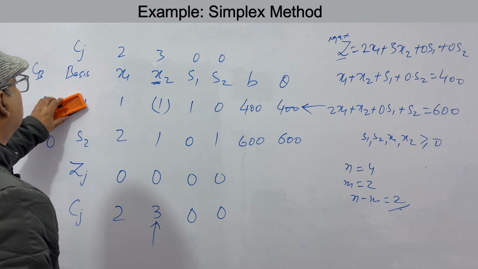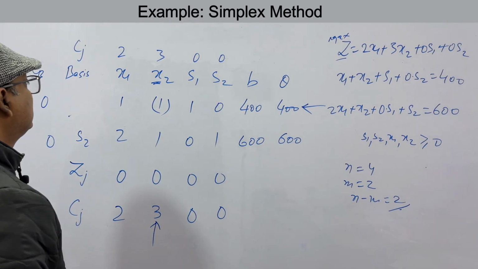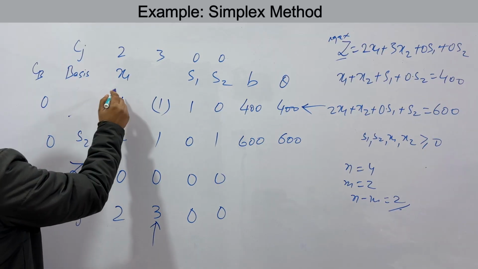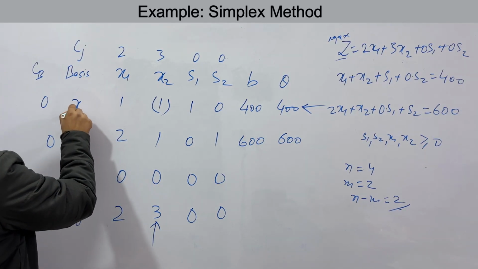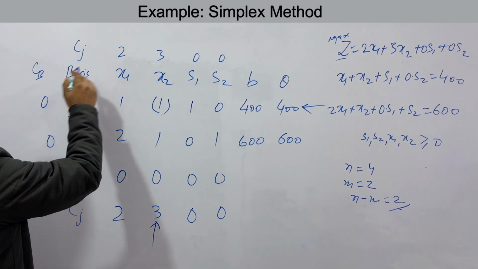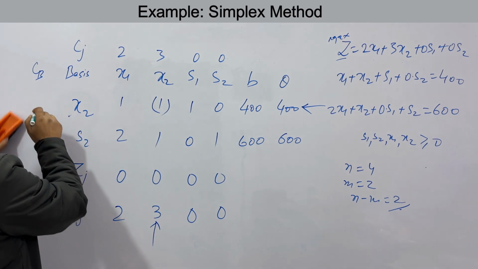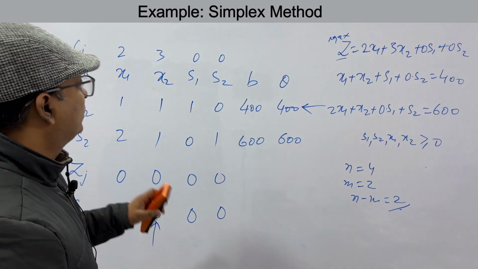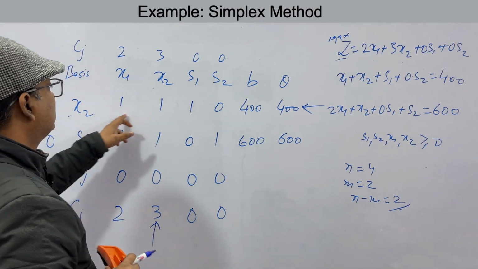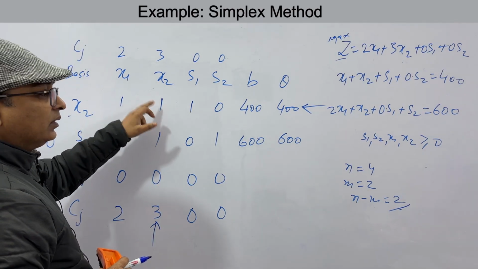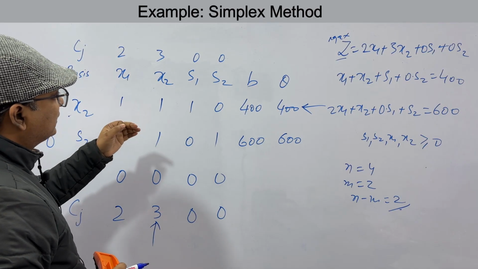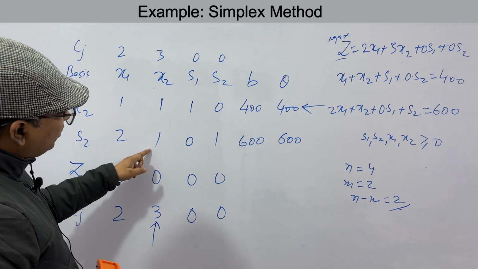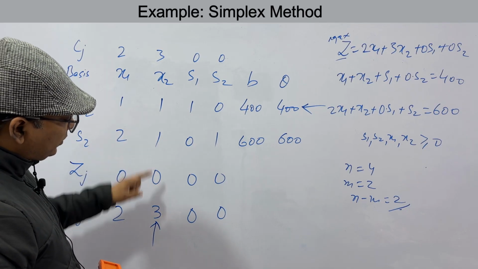Now we change the variables. S1 is the outgoing variable. We bring x2 here, and along with x2 we put its coefficient, which is 3. So we used to do two things. First is normalizing this row, that is dividing it by the value of the key element. Since it is 1, we don't need to do anything. The second thing is we make all the other elements of the key column 0.